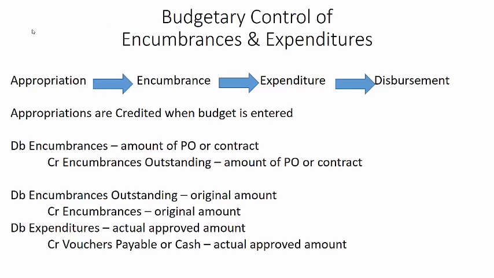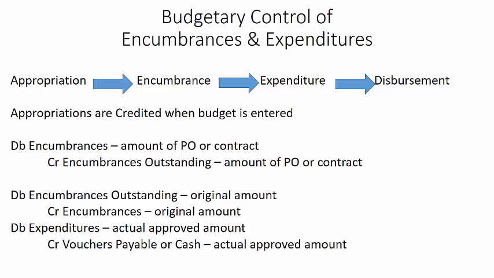In regards to our budgetary control of encumbrances and expenditures, keep in mind we have a flow of how this process is working. We said there's a process to developing and approving a budget, and once it is approved, we record those appropriations. Those appropriations are the authorized amounts for specific things. To do that, we credit appropriations. Again, I've shown that to you on that Excel spreadsheet.